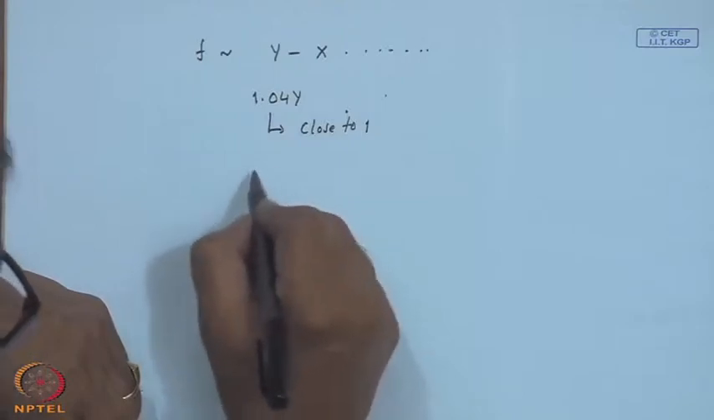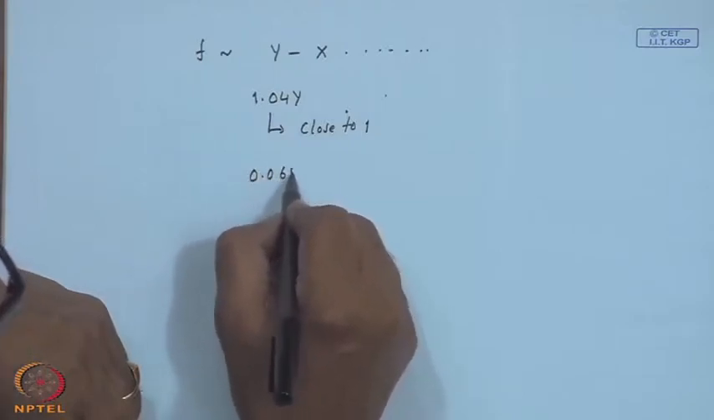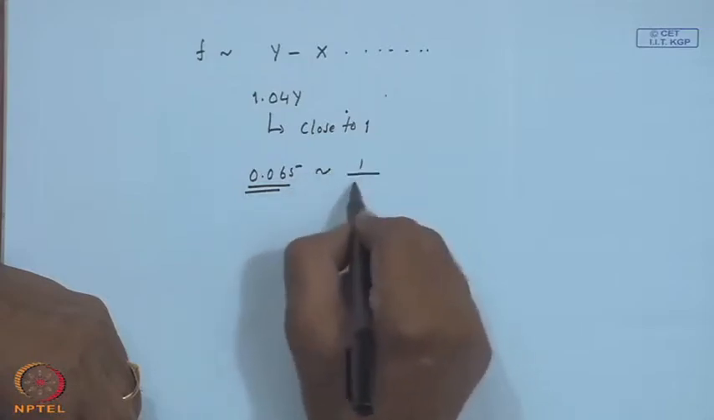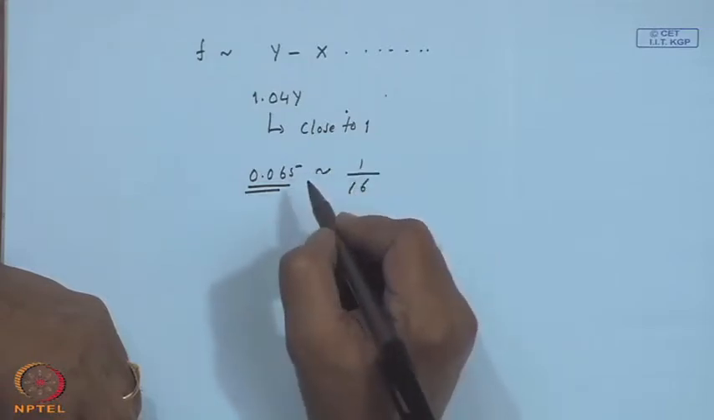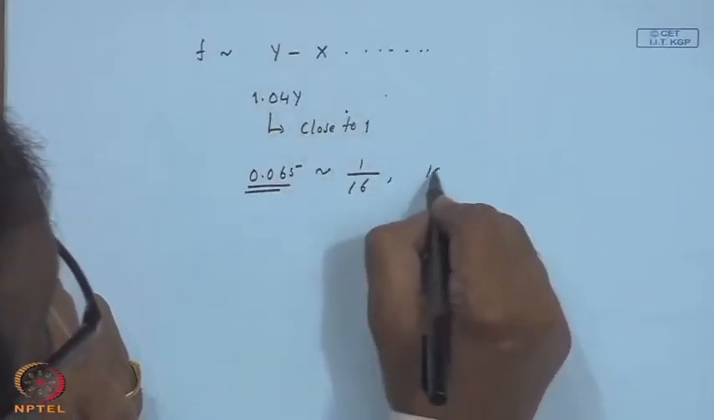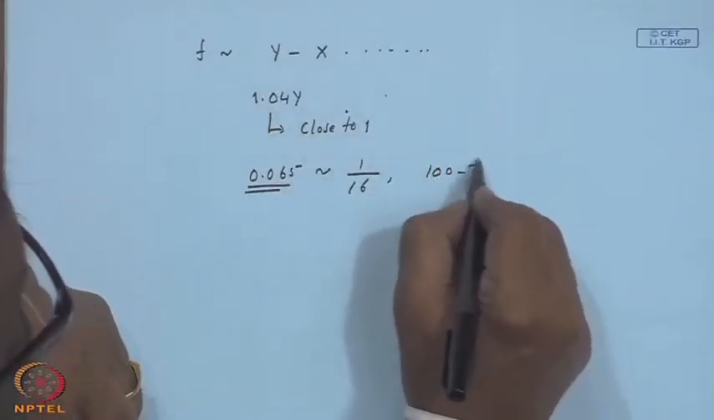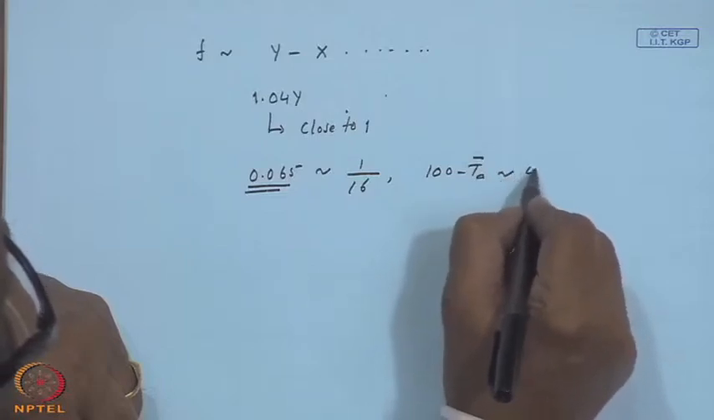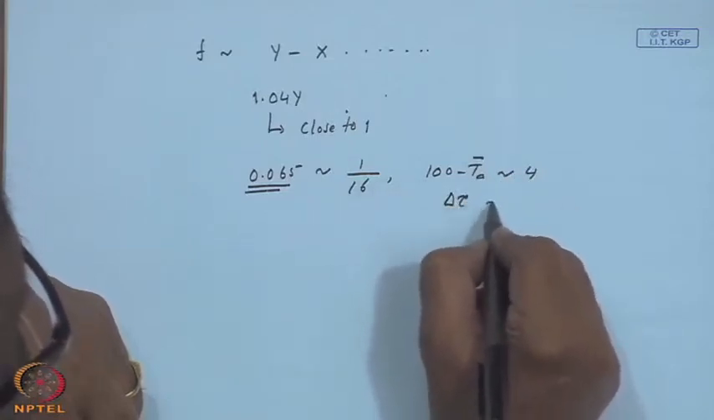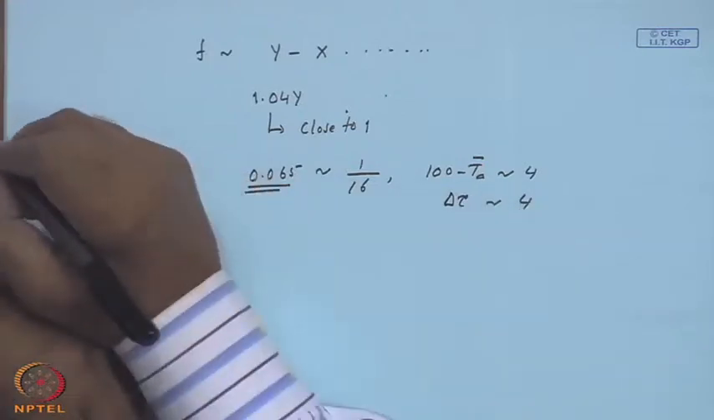Whereas, this is 0.065, approximately 1 by 16th, which without the benefit of a computer, what I think is 100 minus TA is inflated by a factor of 4, and delta tau is inflated by a factor of 4.